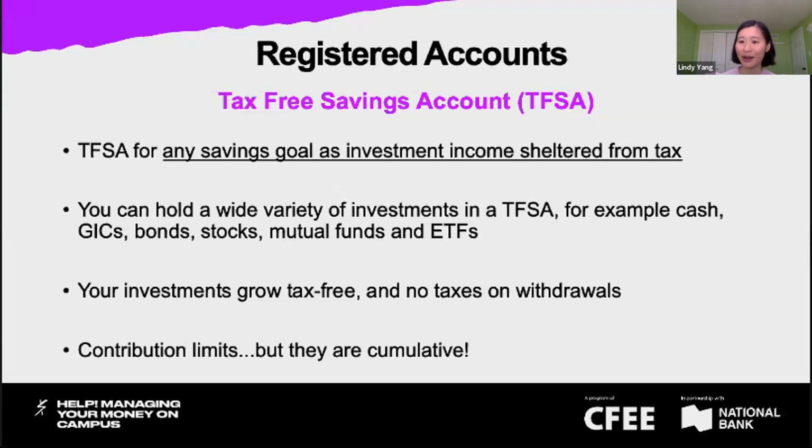Here's some good news though. Let's say that you can't make a full $6,000 contribution in 2022. Don't worry, you can put in the difference plus the following year's limit in the next year. That's because the contribution limit is cumulative, and so unused contribution room rolls over from one year to the next.